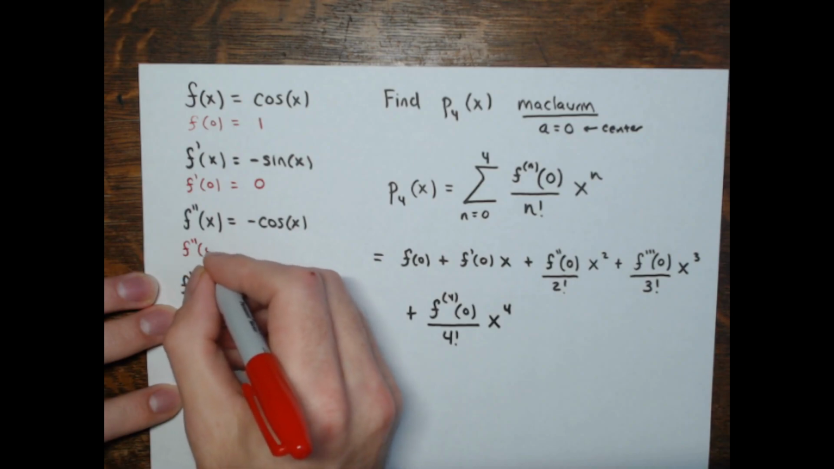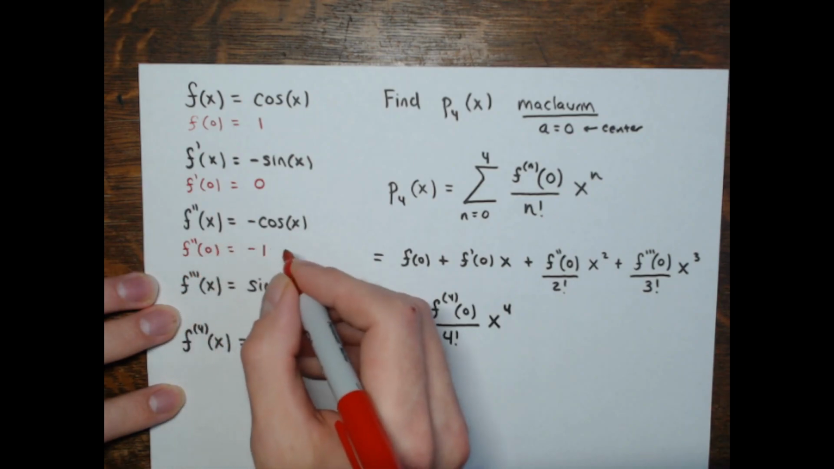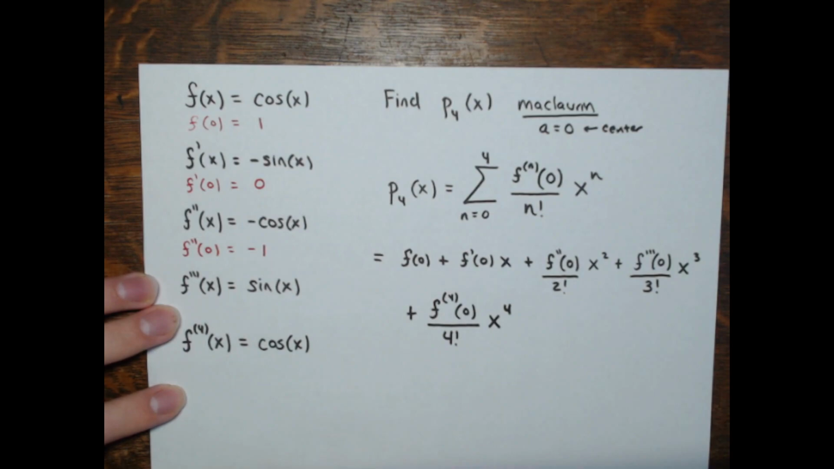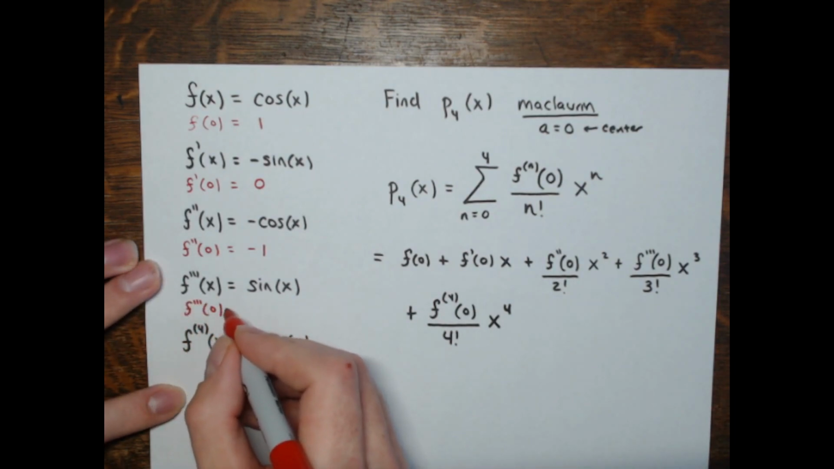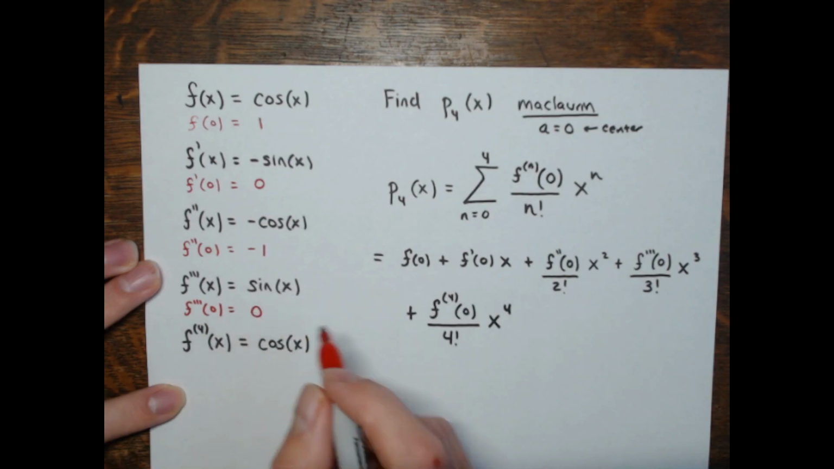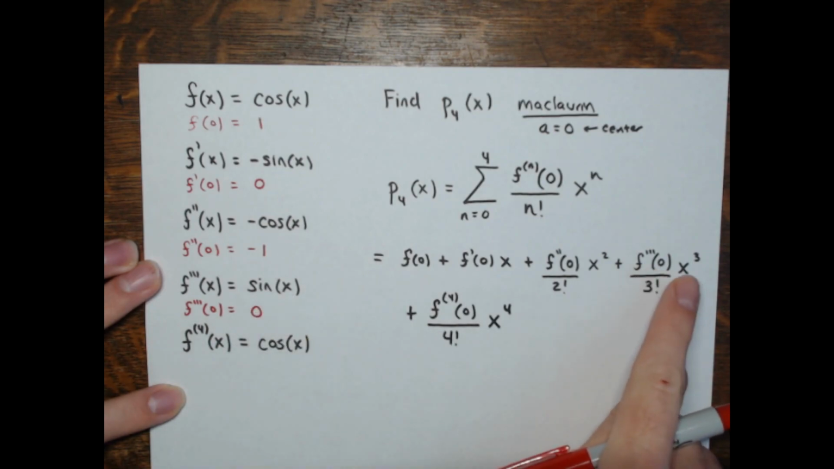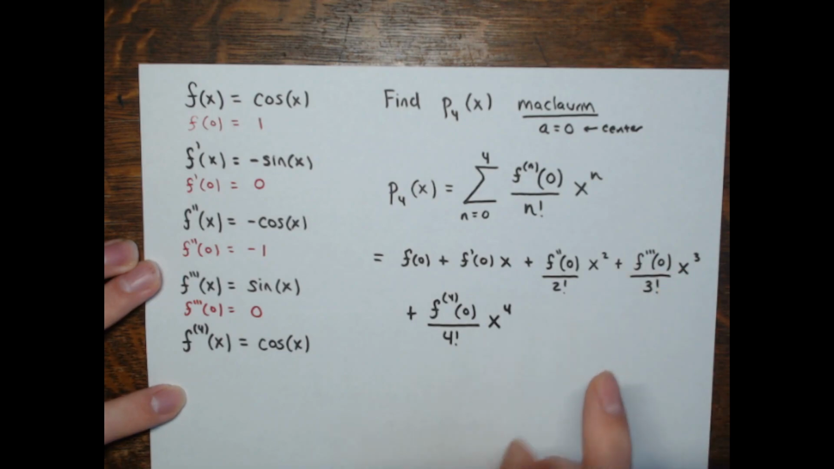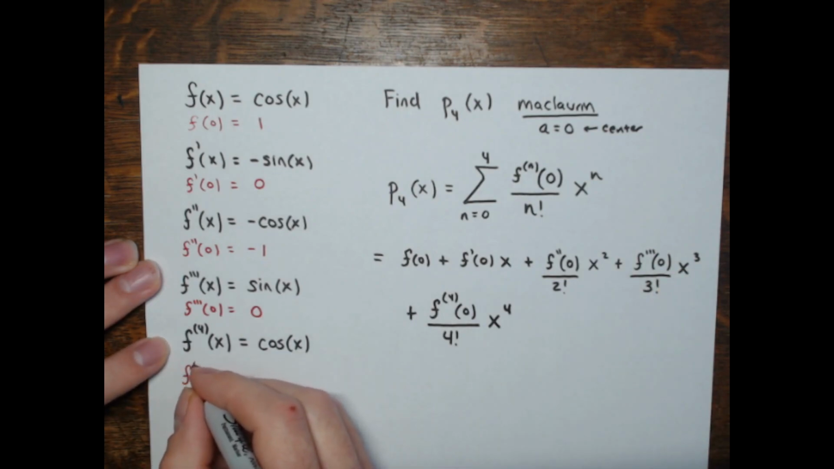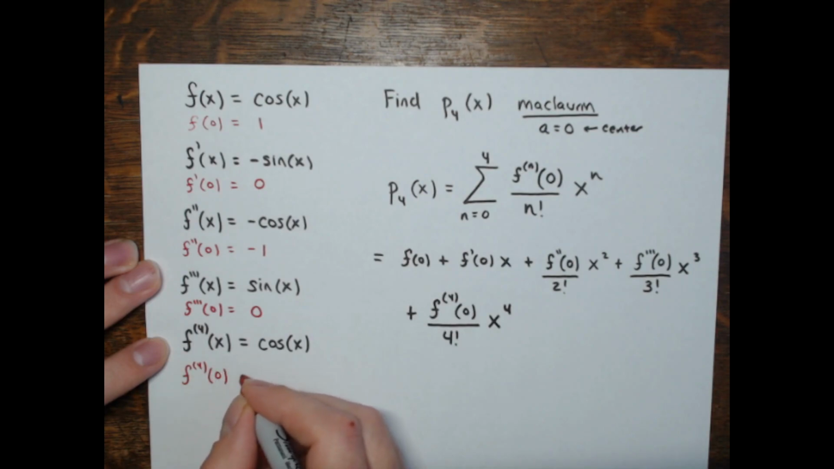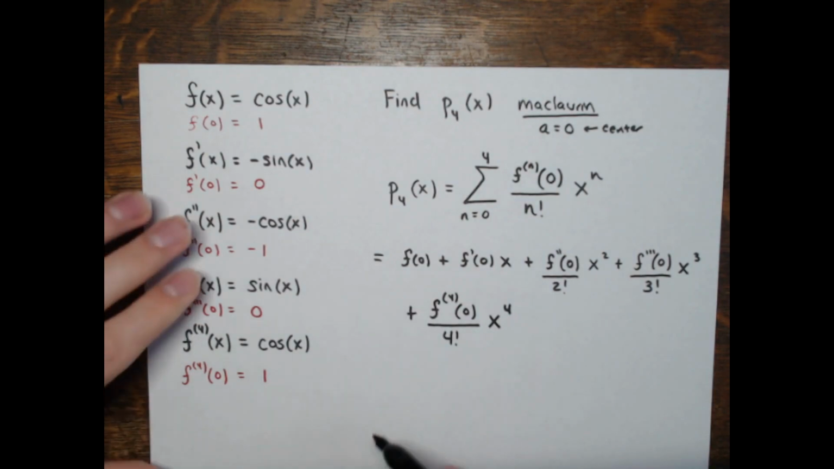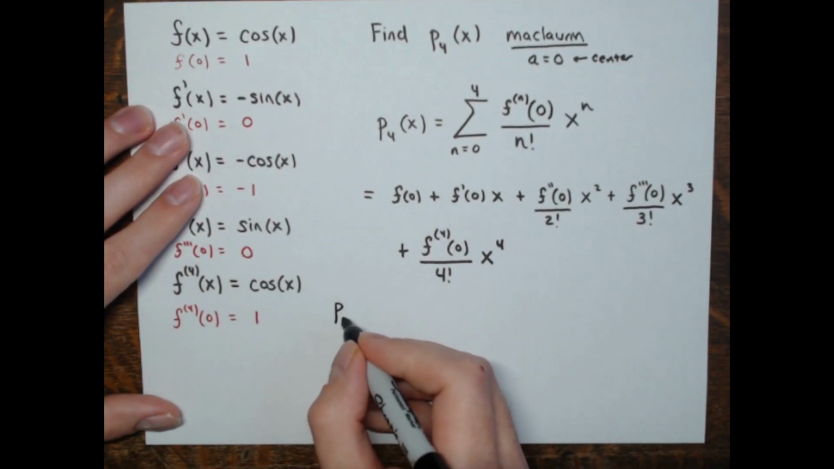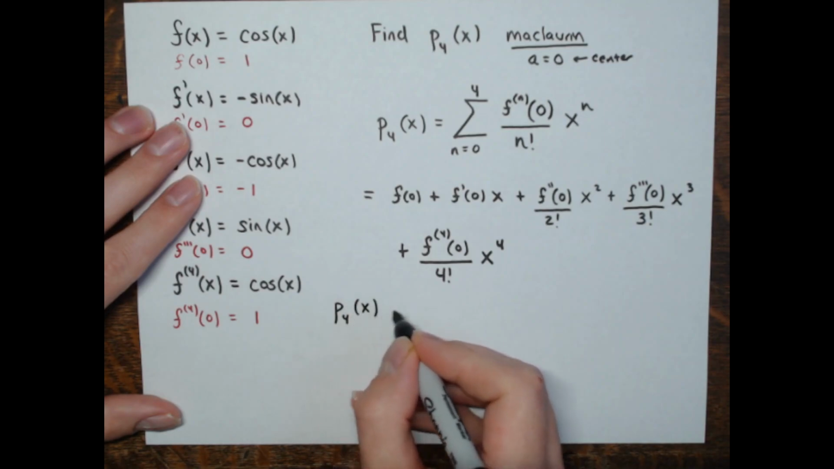Then the second derivative at 0 would be negative 1. Cosine of 0 was 1, times negative 1. And the third derivative at 0 is the sine of 0, which is 0. So the third powered term is going to be 0, no third powered term. And then finally, the value of the fourth derivative at 0 is 1, back to cosine of 0 again. So I'm going to substitute those in, and we get our fourth Maclaurin polynomial here.